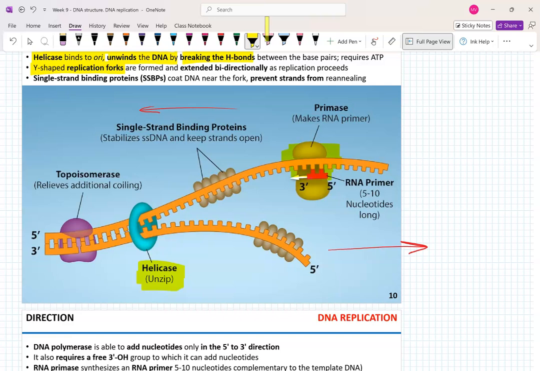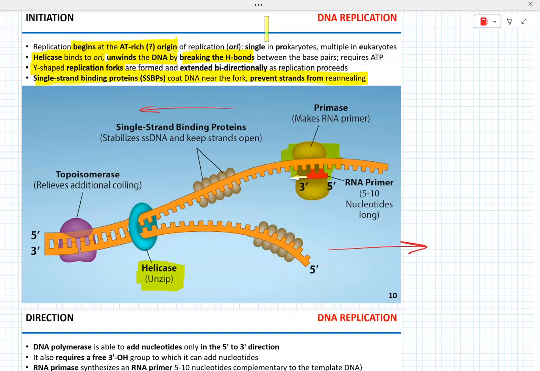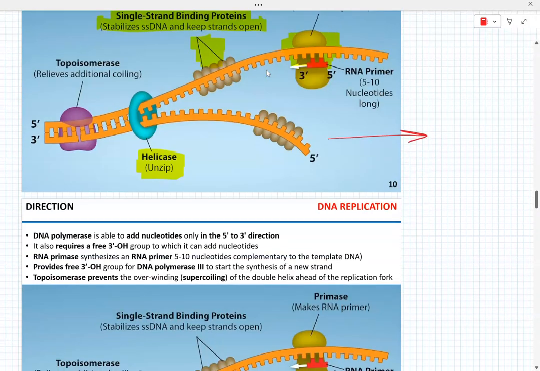To prevent strands from re-annealing, single strand binding proteins stabilize single-stranded DNAs and keep these strands open.